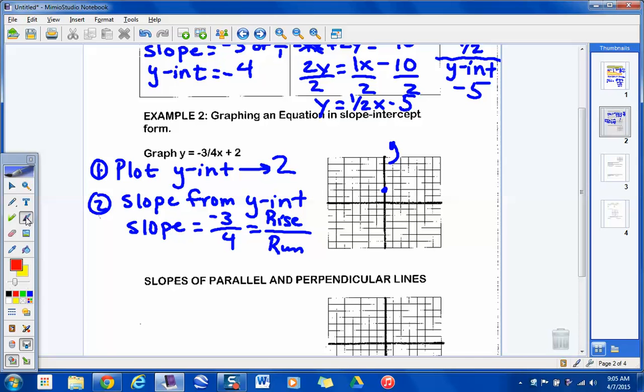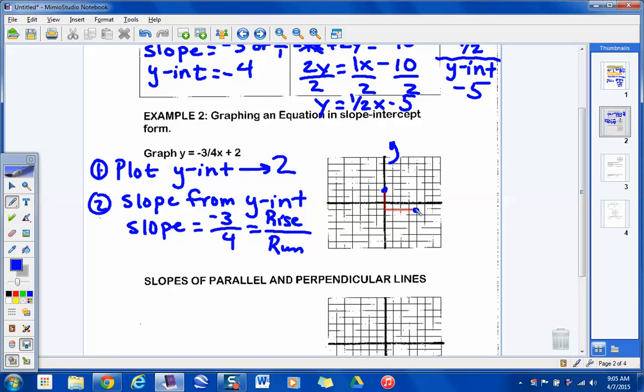So watch what I do. I'm going to do that. I'm going to go down 1, 2, 3, and then run to the right 1, 2, 3, 4. And that's telling me right there that once I've done that slope from the y-intercept, plot your second point. Okay. Plot your second point. Now, you don't have to put that L in there like I did, but look, you understand what I'm doing there? How that negative 3/4 ties into the y-intercept? You understand how that ties in?